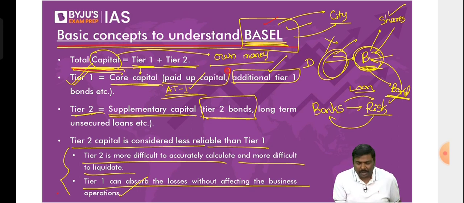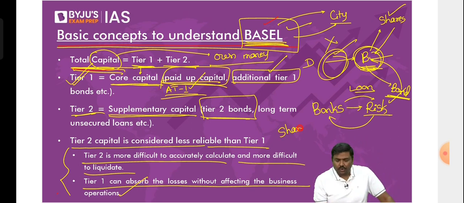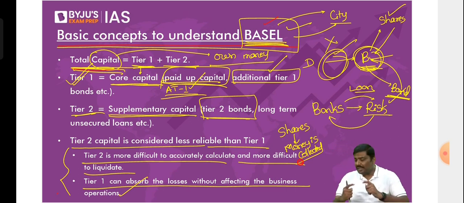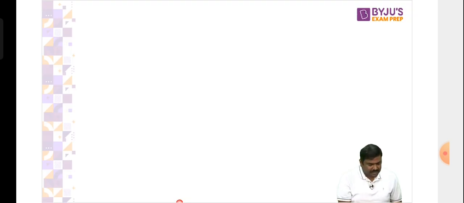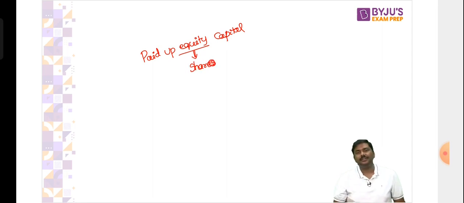Now some of you are typing, sir, what do you mean by paid up capital here? Paid up capital simply means the money that is collected by issuing shares. Let me give a very simple example. Some of the books will use one more term, paid up equity capital. What do you mean by equity here? Equity refers to shares. Imagine there's a company.